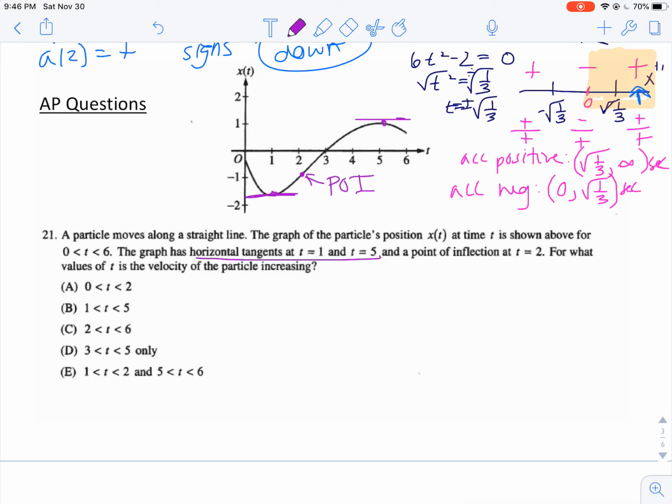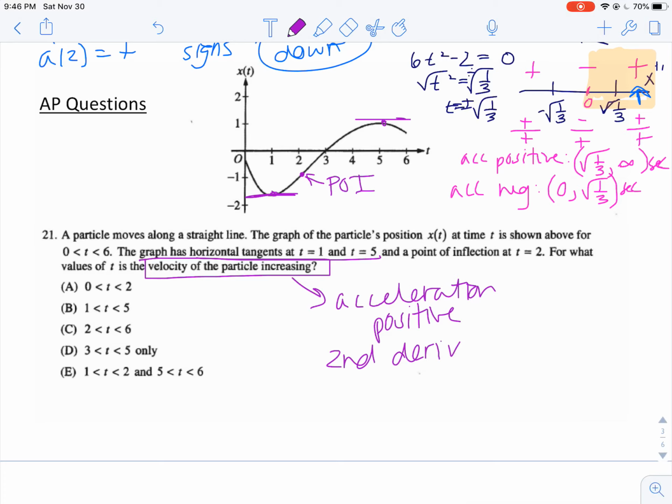For what values is the velocity of the particle increasing? So it's not asking us when our velocity is positive, it's asking us when our velocity is increasing. If the velocity is increasing, that means your acceleration is positive. Your acceleration is positive when your second derivative, which would be x double prime of t in this case, is greater than 0.